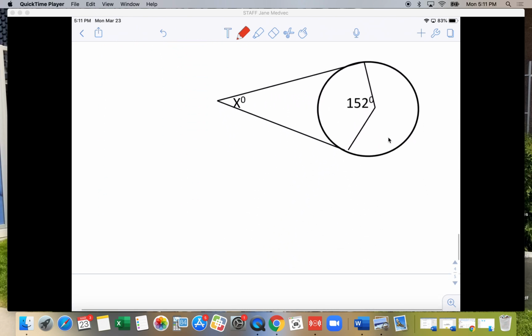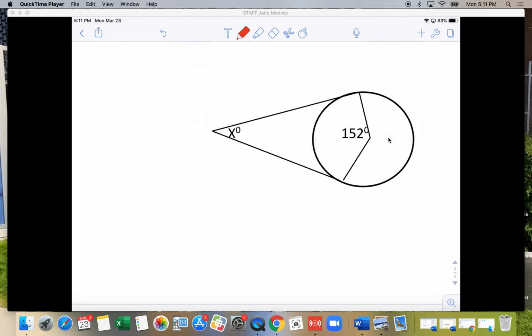And now finally the last problem. They want me to find x. Now one thing to notice on this problem, first of all, notice that I have a tangent line that comes here and it touches the radius. And when it does that, I have 90-degree angles. So you're going to notice there's a 90-degree angle here and a 90-degree angle here.